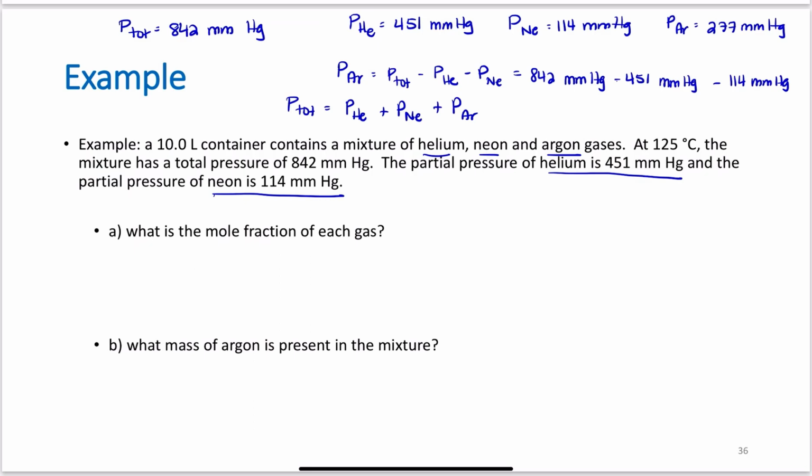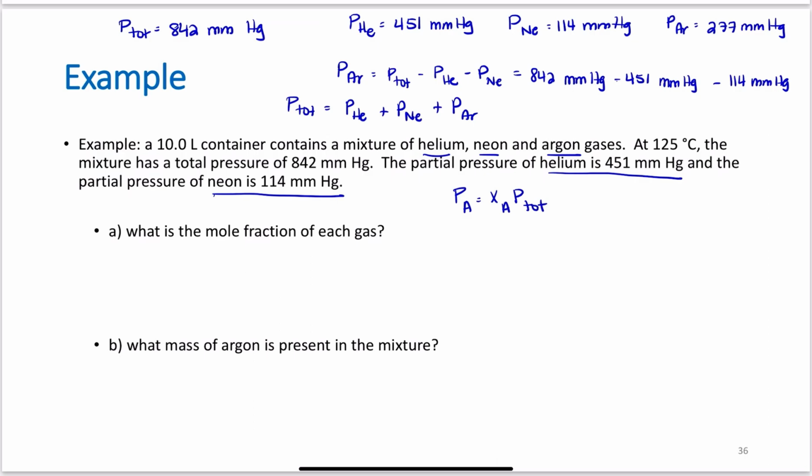Now I've got all the individual partial pressures if I want them. But I don't know if you guys remember this: pressure of A is equal to mole fraction of A times P total. That means the pressure of helium is equal to the mole fraction of helium times the pressure total. The pressure of neon is equal to the mole fraction of neon times the pressure total. The partial pressure of argon is equal to the mole fraction of argon times the total pressure of the system.